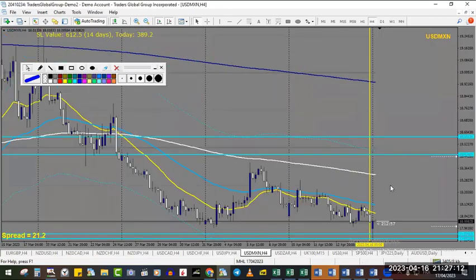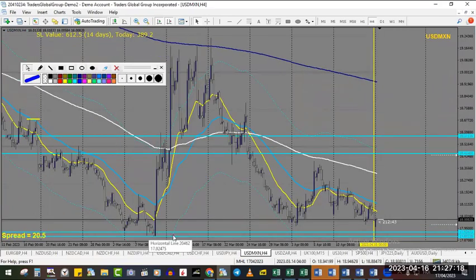USD Mexican peso. Oh, this touched the bottom. It's interesting. So we are around the candlestick. Oh, that's an interesting pattern, actually. This might fly up very, very significantly.